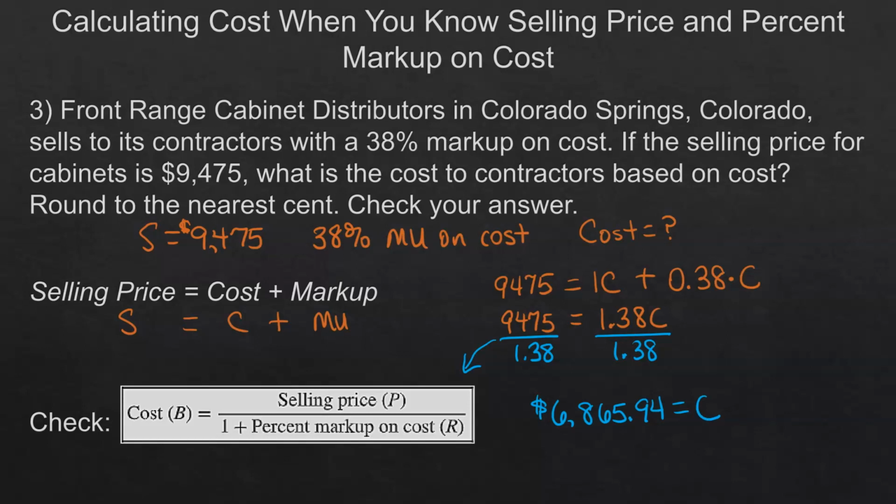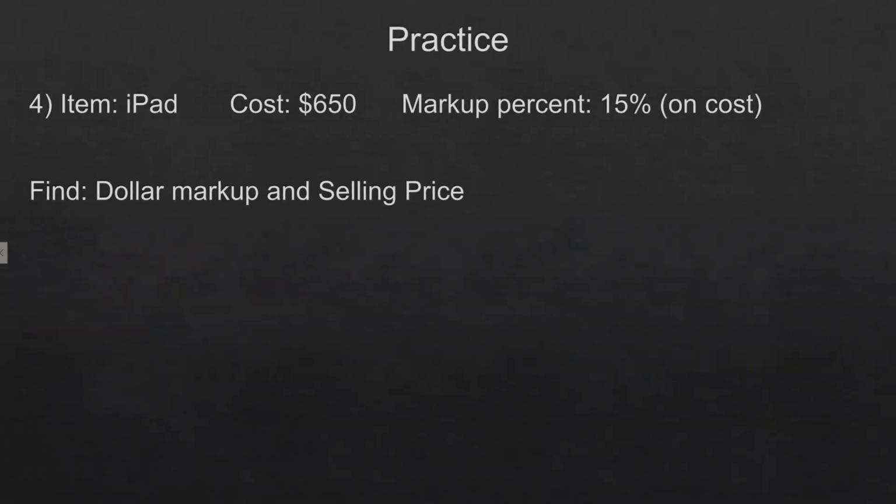Now, cost should always be the smaller number. Selling price should be the larger number, and that's going to be true every time. So you want to be sure that you are paying attention on that and you don't end up with something backward.